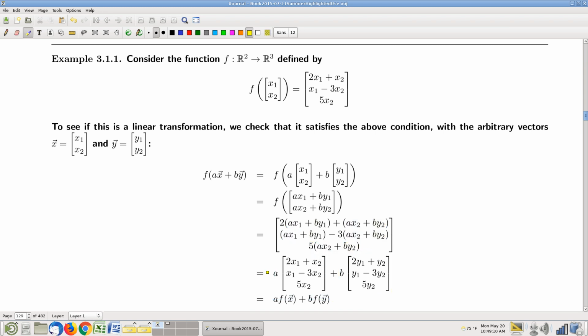And lo and behold, I get A f of x plus B f of y. So like I say, look, it's just plug and chug. Everybody's got to do one of these once in their lives. There are different versions of different kinds of functions for which you might have to do an analogous calculation, but that's what they look like.